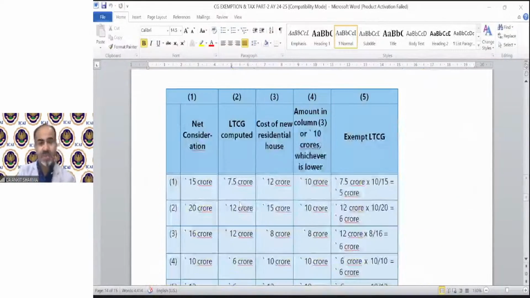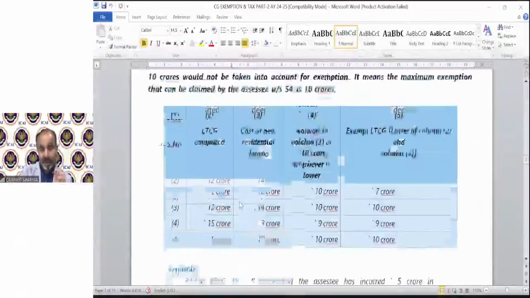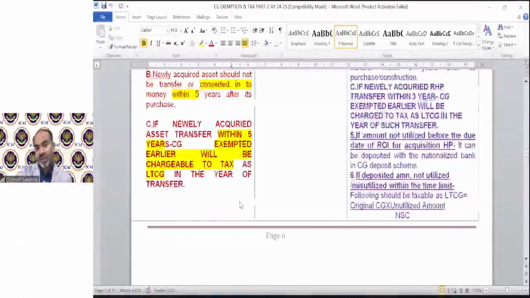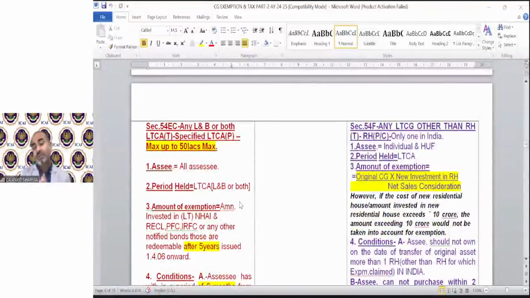Before that, we have discussed section 54 exemption, which was regarding transfer of a residential house and investment in another residential house. Then section 54B, that was regarding transfer of agricultural land and purchase of new agricultural land. In that case, the agricultural land we were transferring should be in an urban area, and the agricultural land we are going to purchase can be in an urban area or rural area.